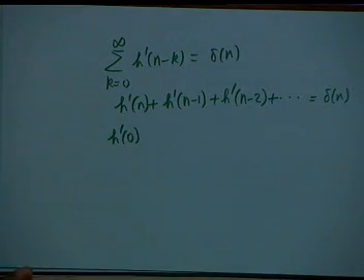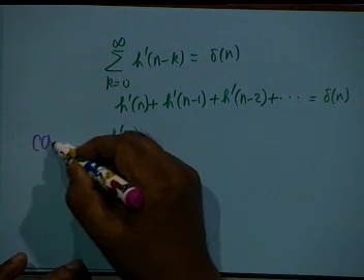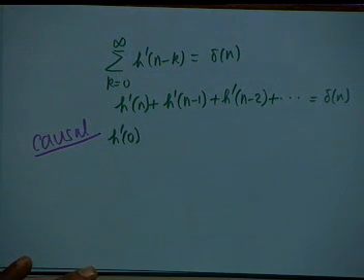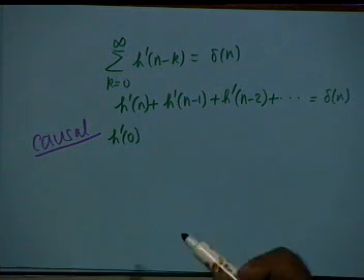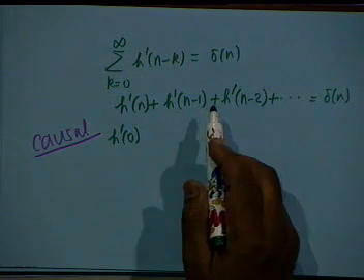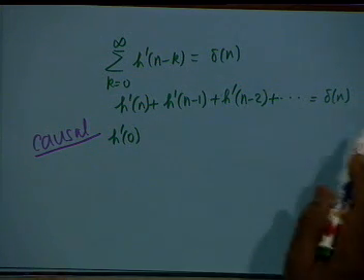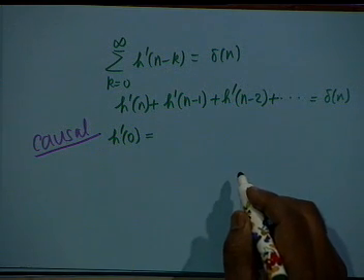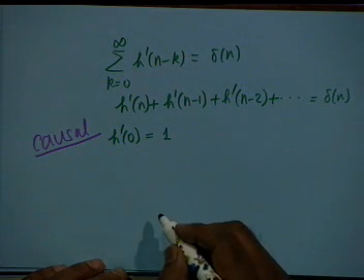If we assume that the system is causal, what does causality mean? h prime n is 0 for n less than 0. Therefore, h prime of minus 1 is 0, minus 2 is 0, all other terms are 0. And what is the right hand side? Delta of 0 is 1.